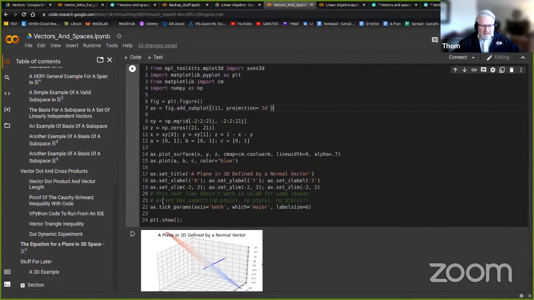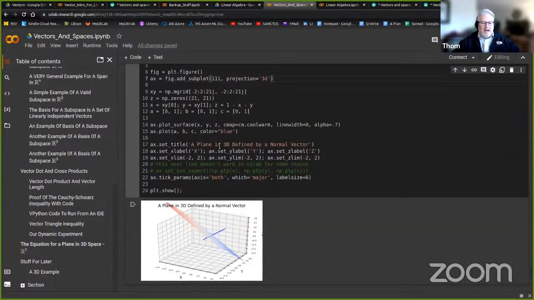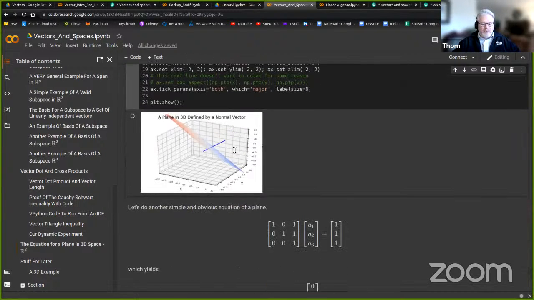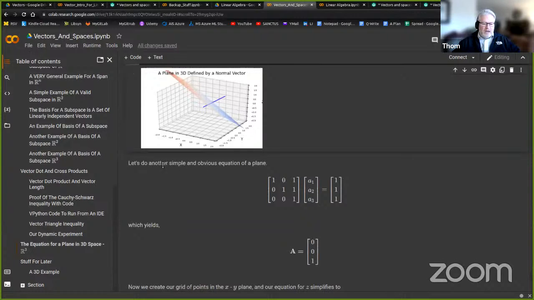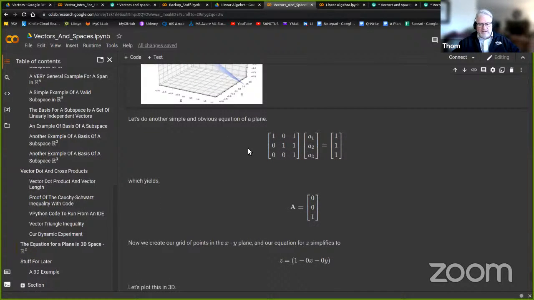But this command right here, set box aspect, is very important to being able to see normality to the plane. And you can see that doesn't look normal, but it is. What's happened is Matplotlib's taken liberties to scale this z-axis visually. So yeah, we can look at it, but we have to believe that it should have been normal. Now, we'll come back to this, like I said, in another way, but let's do another simple and obvious equation of a plane where we're using Plotly again, and then we'll go look at that somewhere else.